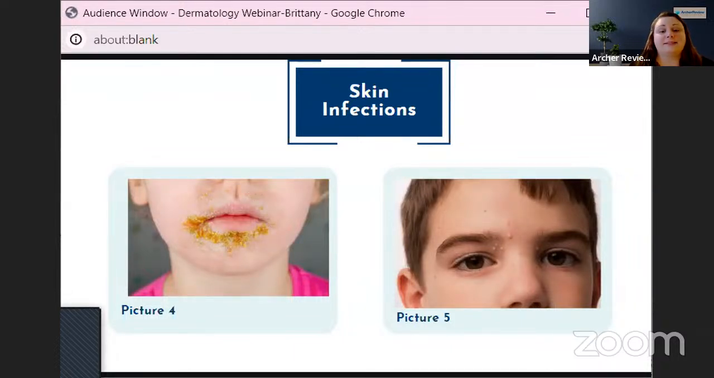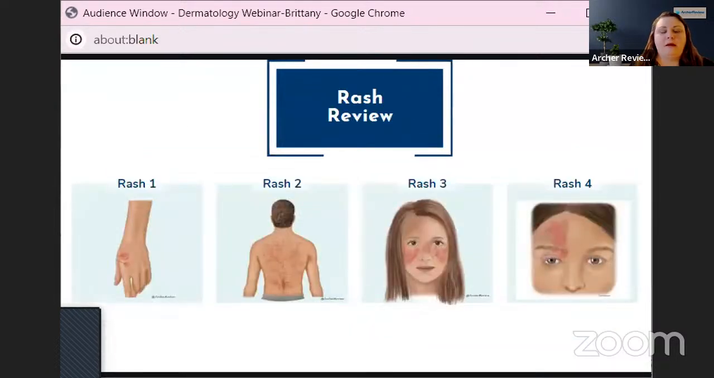Yes, the groin. Yes, absolutely. So genital area, groin, any of those places, we're definitely going to want to check that out and ask a few more questions. Okay, I have some more pictures for you guys.